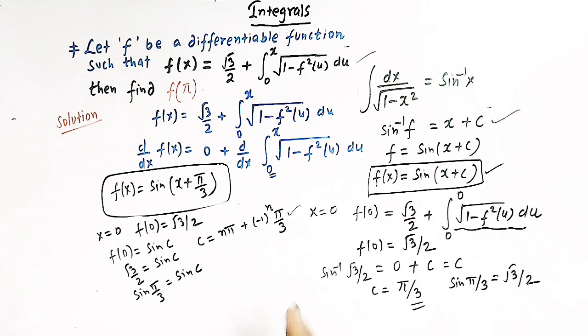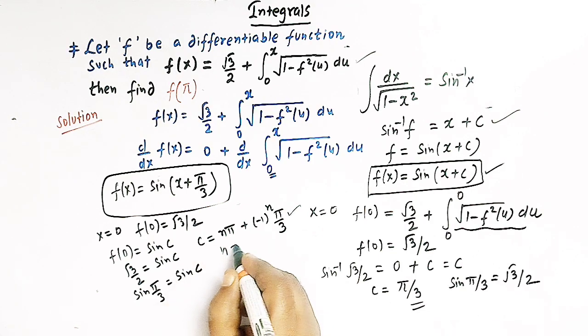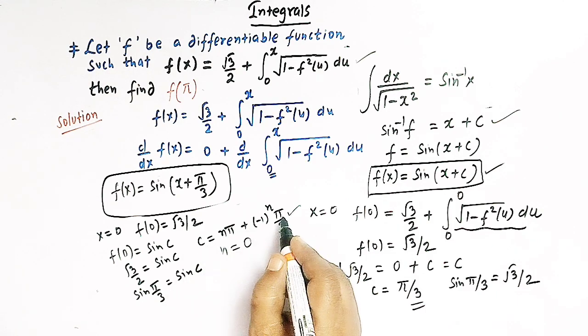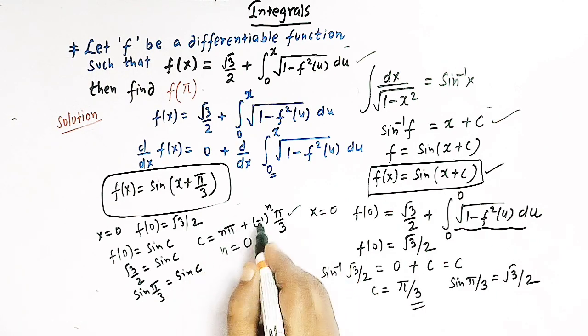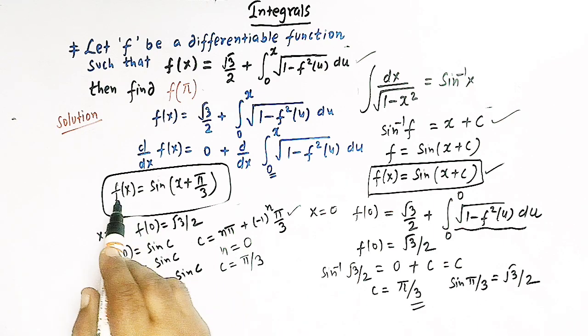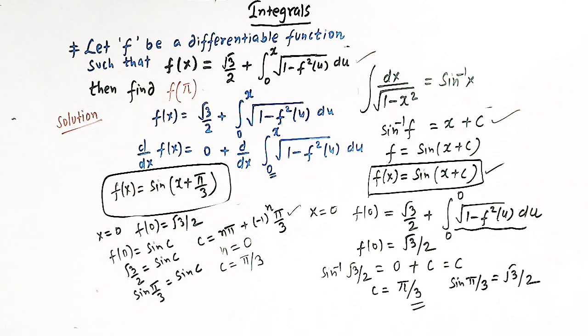So in the present case, we have just considered the value of c corresponding to n is equal to 0. So when we take n is equal to 0 in this general solution, then the value of c is simply given by pi by 3, right? And in that case, the form of the function f of x is given by sine of x plus pi by 3.